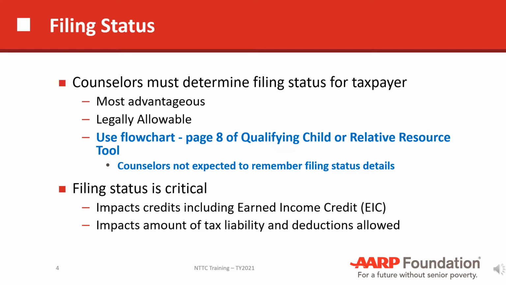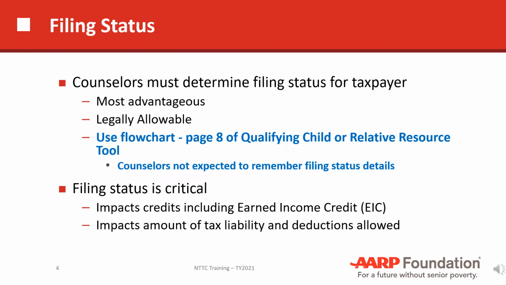But apart from that, we don't want taxpayers to tell us that they're head of household, because they don't really know what head of household means from a tax perspective. Yes, they understand that they feel like they're the head of their household, but that is different than the actual filing status. So we need to look for the filing status that's most advantageous to the taxpayer, the one that's legally allowable, and we have our qualifying child or relative resource tool that you should all have at this point.